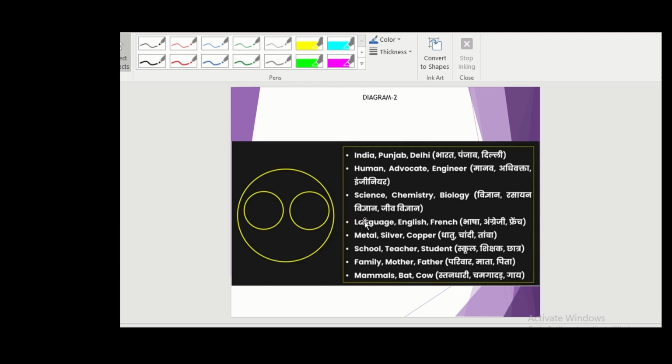Let's check the examples. Science, chemistry, and biology. This is science, this is chemistry, and this is biology. Biology and chemistry are different things, right? But they both are part of science. I believe you understand this. Like language: English and French are different languages, but they both are part of language. So I believe you understand the second type of diagram.